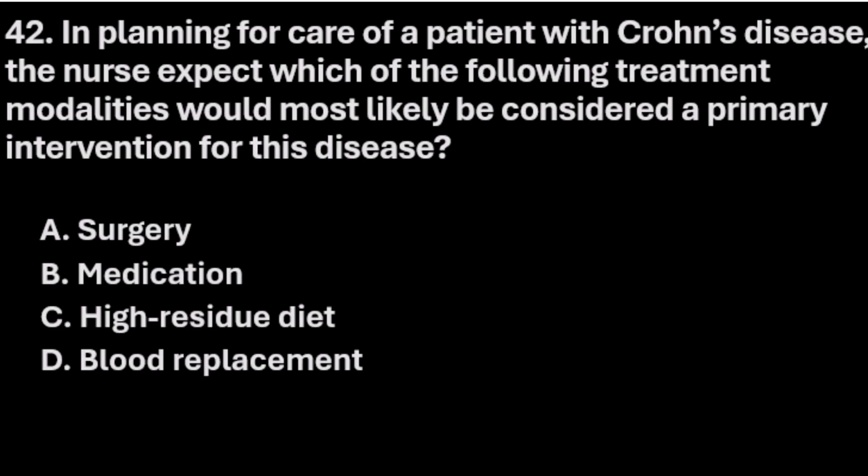Next question. In planning care for a patient with Crohn's disease, the nurse expects which of the following treatment modalities would most likely be considered a primary intervention for this disease? For Crohn's disease, which is the primary treatment modality? Option A, surgery. Option B, medication. Option C, high residue diet. And option D, blood replacement. Let us see the right answer. The right answer here is option B, medication.